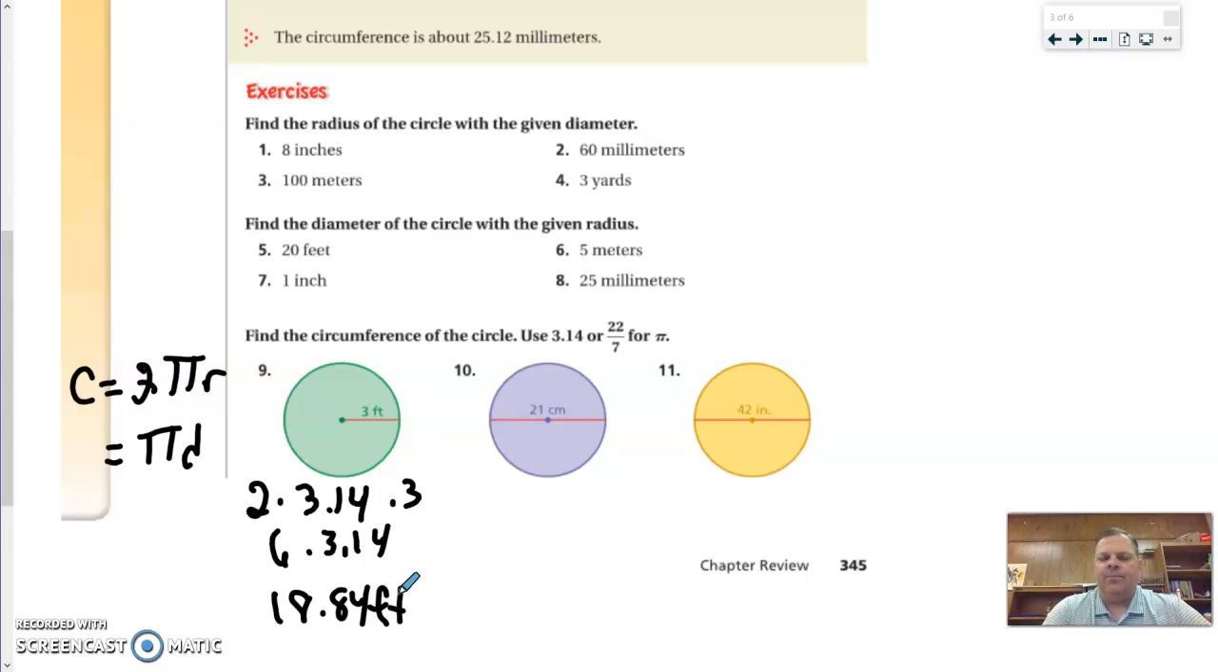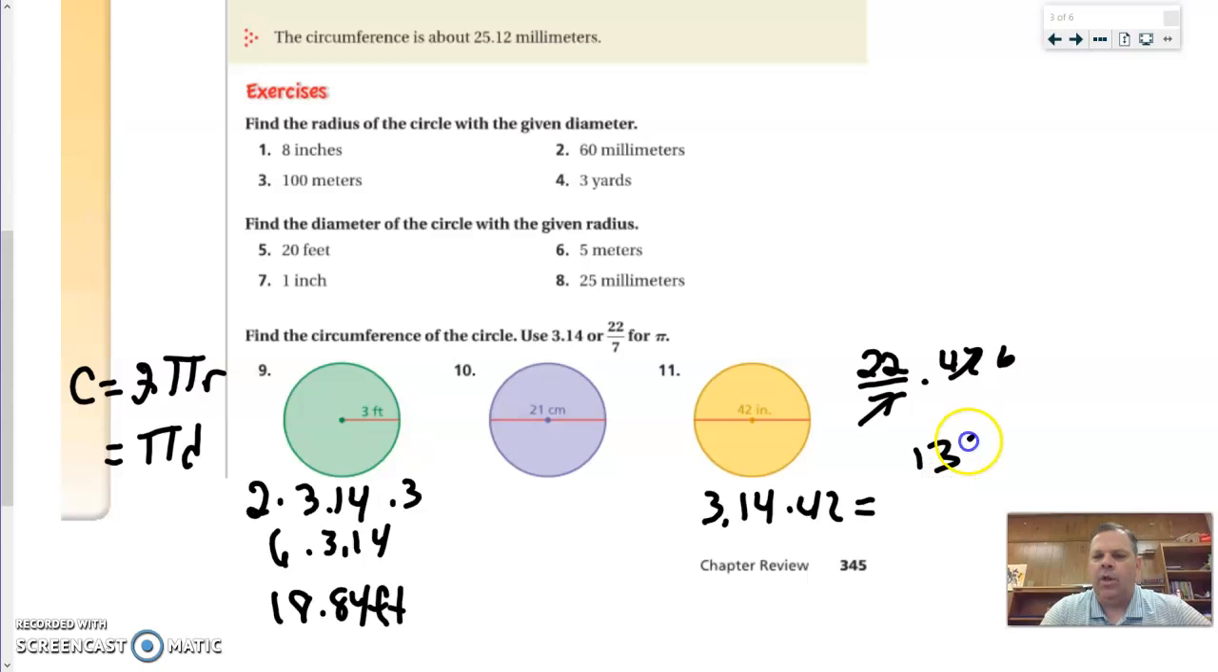And in number 11, we know that we can use the diameter, which is pi d. So we're going to take 3.14 times 42. In this case, you could do that and get an answer. But the other thing that we will also be able to do is take 22/7 times 42, and then we can cancel and get 6, so we will get 132 inches if you use the 22/7. Again, you can use either 3.14 or 22/7, but not the pi button.